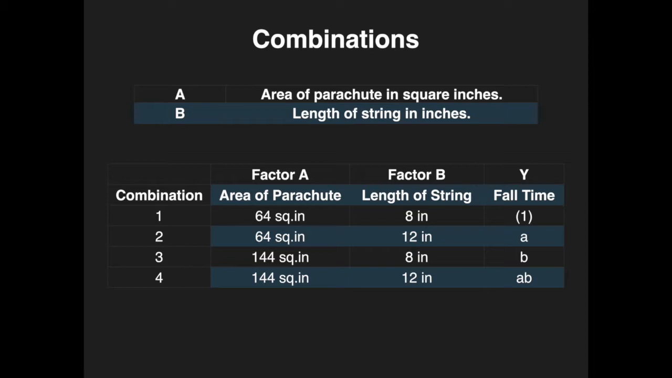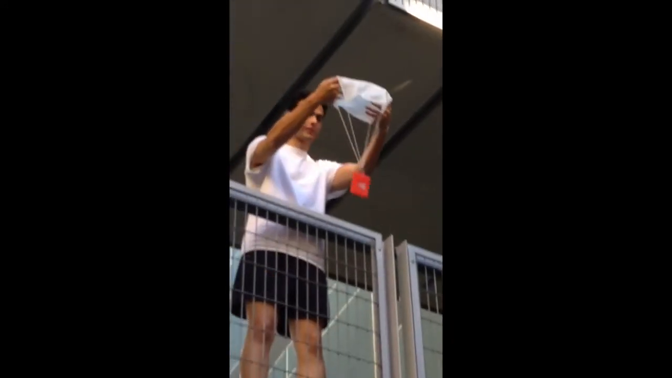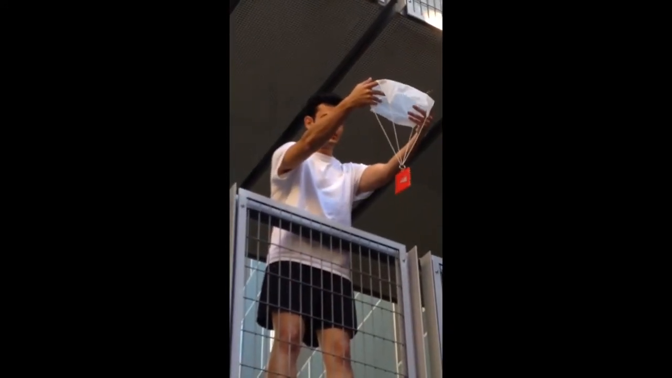The levels of the area of the parachute, which was a square, had a low level of 64 inches squared and a high level of 144 inches squared. The second factor was string length, with a low level of 8 inches and a high level of 12 inches. The constants of the DOE included the height at which the parachute was dropped, which was the second floor of Arbel dorms, as well as the cat card holder.